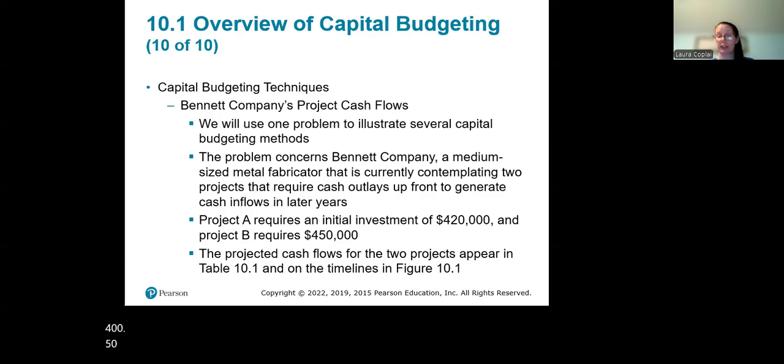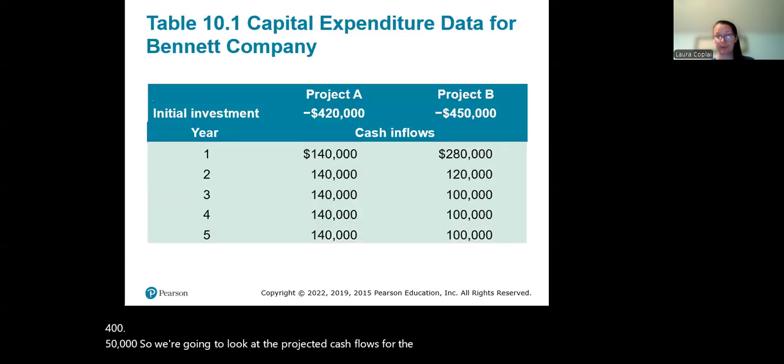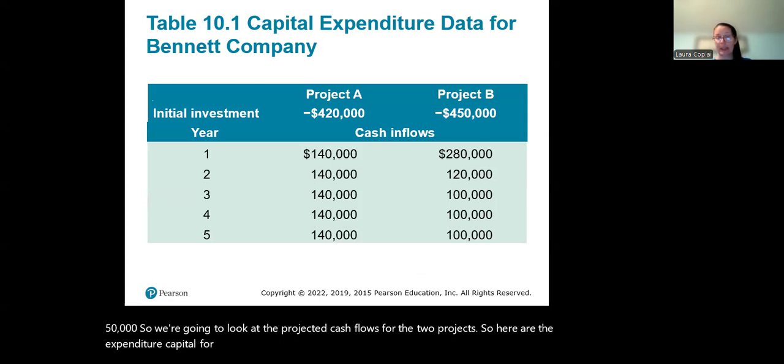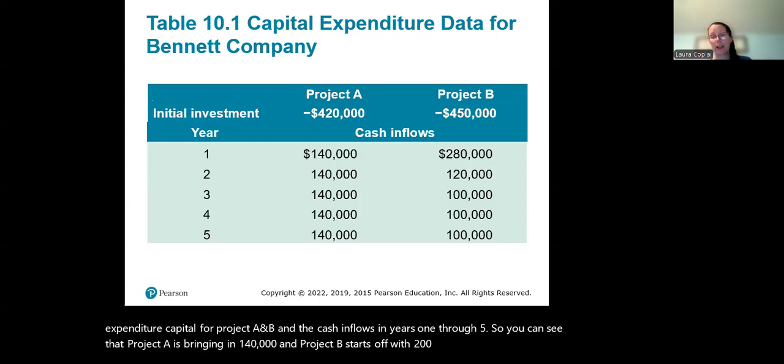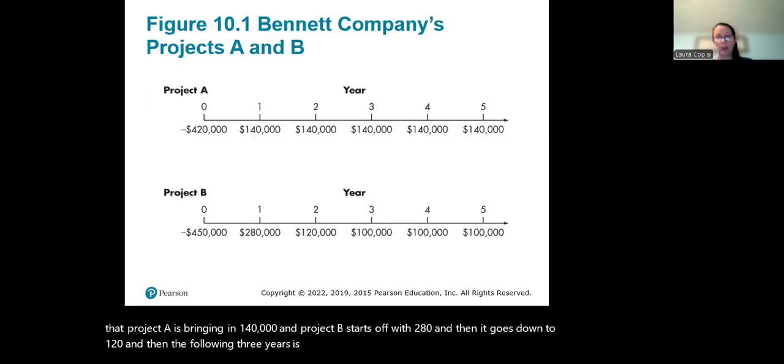So we're going to look at the projected cash flows for the two projects. Here are the capital expenditures for Project A and B and the cash inflows in years 1 through 5. You can see that Project A is bringing in $140,000, and Project B starts off with 280 and then goes down to 120, and then the following 3 years is at 100. So let's take a look at that in our timeline.